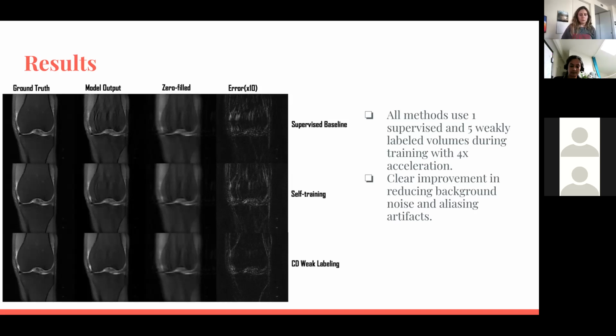If you look at the supervised baseline versus self-training versus ConvDecoder weak labeling, you can see ConvDecoder weak labeling does a pretty good job in reducing background noise and aliasing artifacts. Of course, this is not super great quality because we're operating in a pretty low data regime, but it's pretty visible improvement over the supervised baseline.